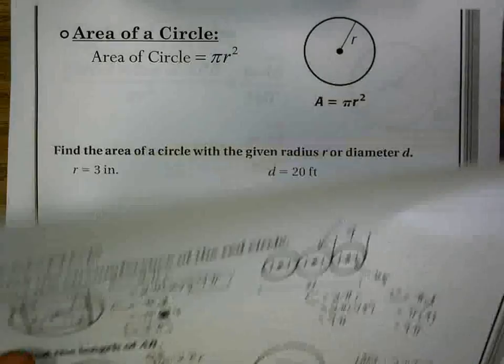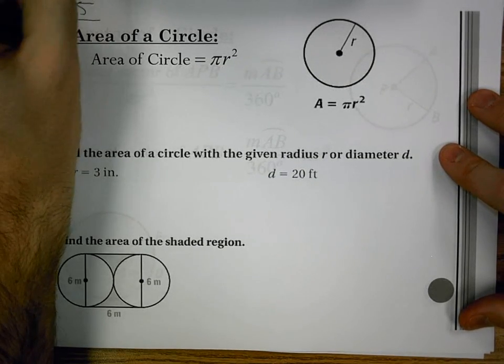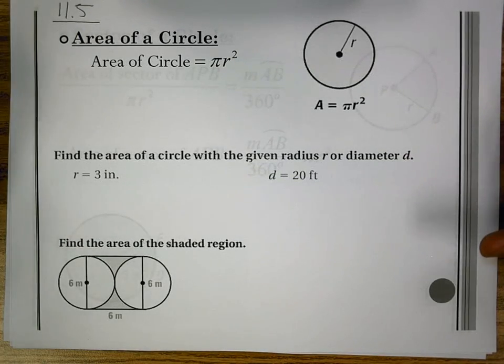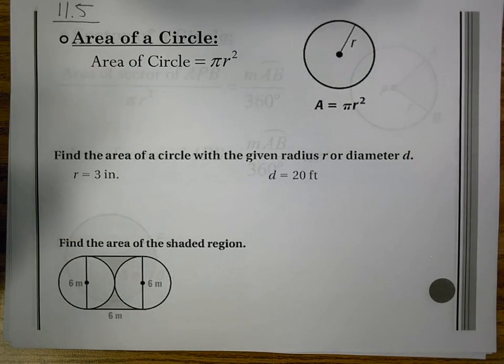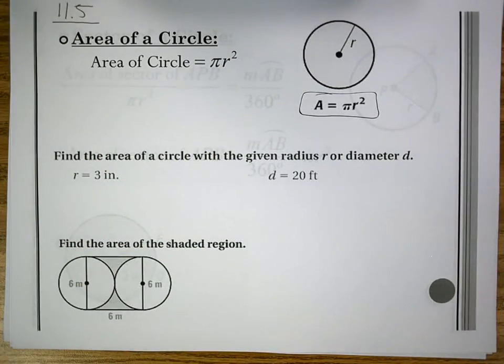Now, moving on to 11.5, and this is where 11.5 starts. 11.5 now goes to the area of a circle. Before, we looked at circumference, which was the distance around. Now with area, we're looking at the space it takes up. So this is pi r squared. We're only going to use radius here. If we're given diameter, we're going to take half of it so we have the radius.